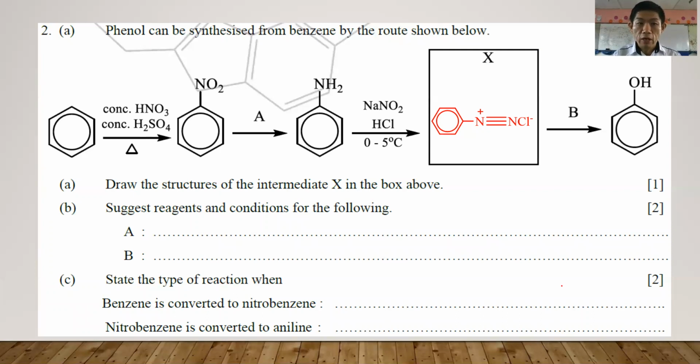B, suggest the reagent condition. So A is, what is it? A, yes, as you already know, it is hydrochloric acid and tin, Sn in HCl. As for B, it is water under reflux.